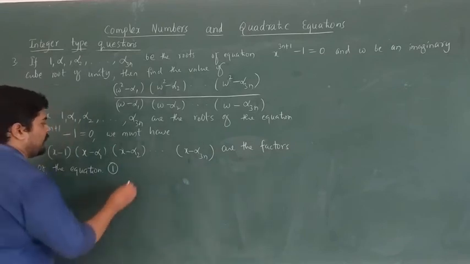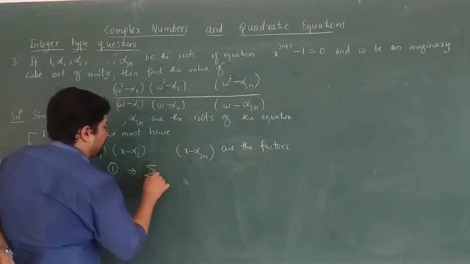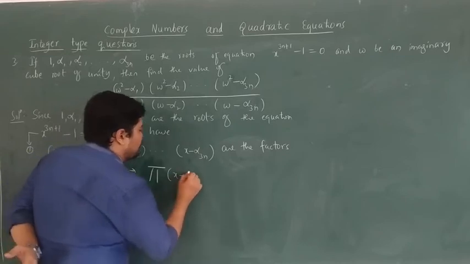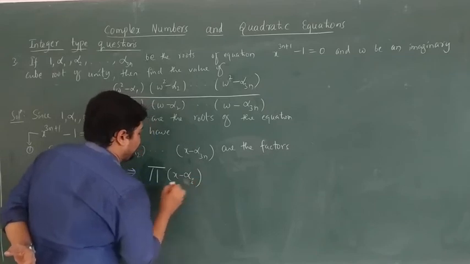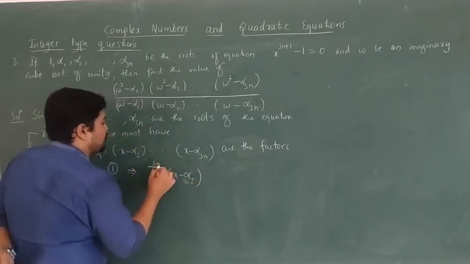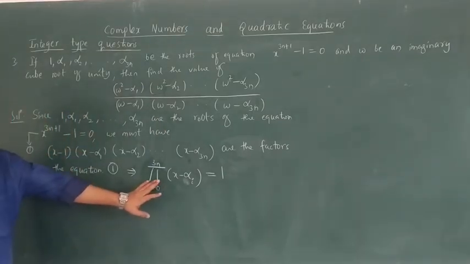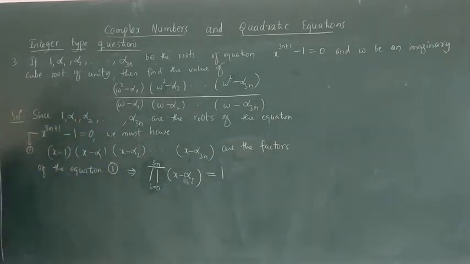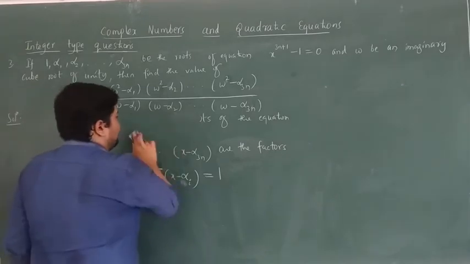This implies the product of (x − αi), where i is running from 0 to 3n, must be equal to 1. I hope you can easily understand this meaning. Now, let me consider the given expression utilizing the solution of this particular problem. Continue with the solution.